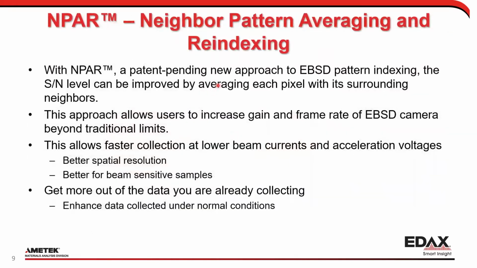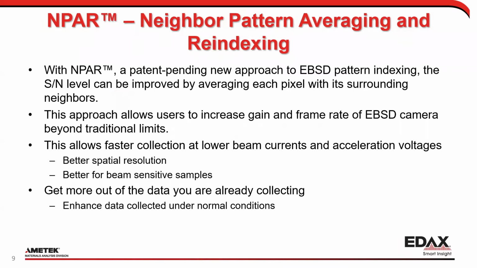So again, this is that old PowerPoint. This is not patent pending. We do have a patent on this. This allows less time on the microscope and more time off the microscope. You collect your data, and then you get off and reprocess it. If you didn't have things like NPAR, you'd have to tweak your parameters over and over again on the microscope to make sure you got the perfect data set as collected. Because you can do this faster collection at lower beam currents and accelerating voltages, it's better for beam sensitive samples as well as better spatial resolution in general. Also, it just enhances data collected under normal conditions, right? Because you increase your signal to noise ratio, you get better data.